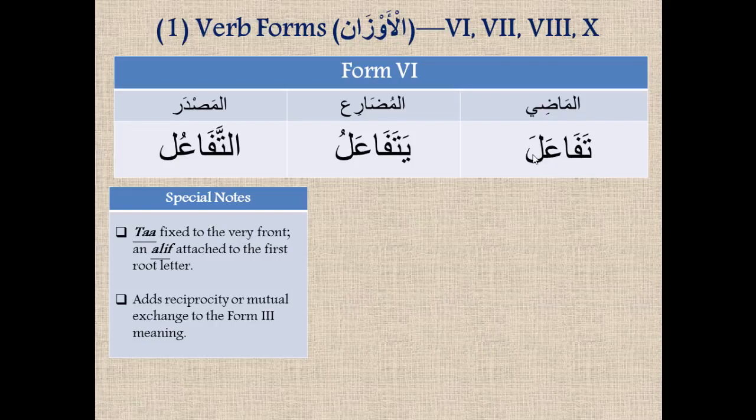An example would be if we have the verb عاون, form 3 verb عاون, which means to help. تعاون in form 6, تعاون يتعاون التعاون would mean to help each other or to cooperate. So the masdar at-ta'awun means cooperation.